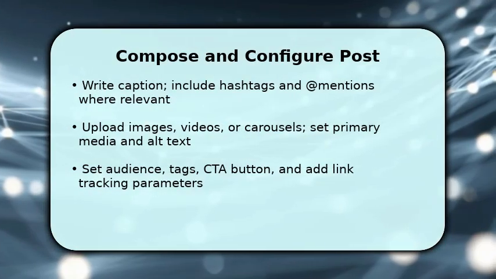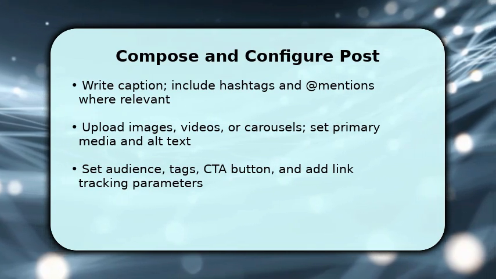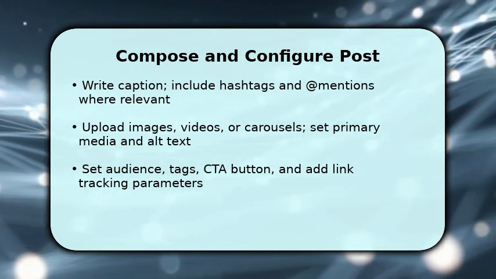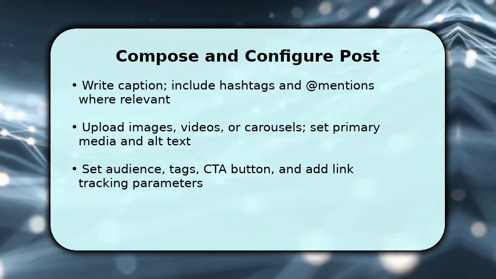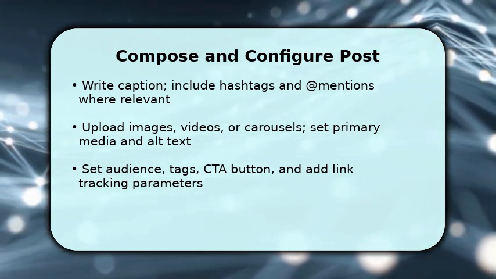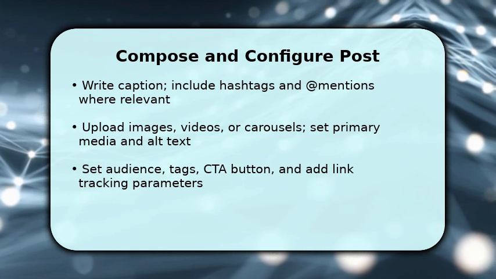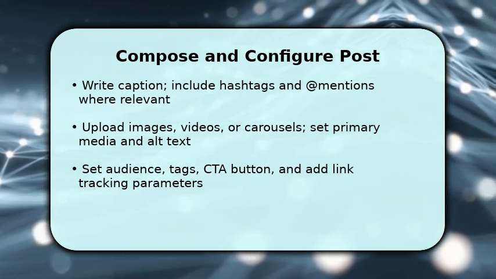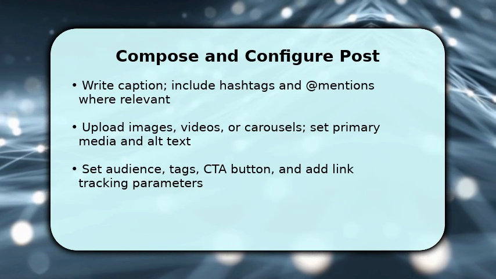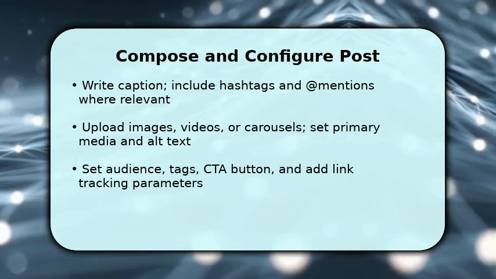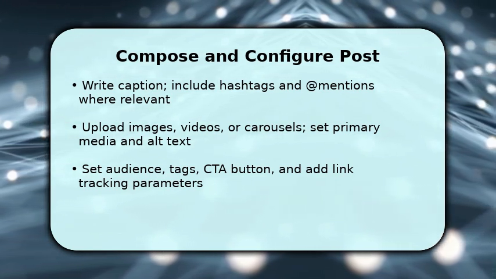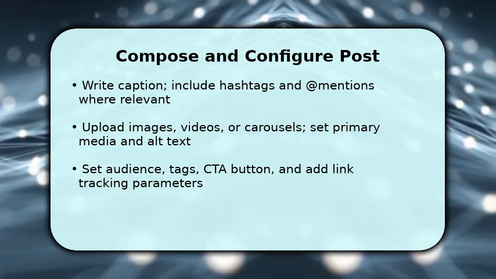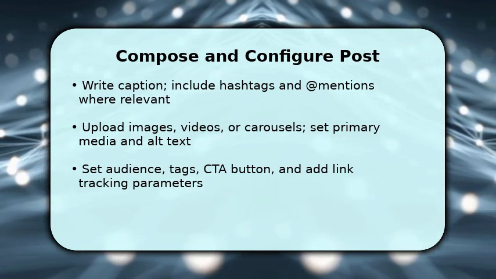You now craft the post content. Write a clear caption, add hashtags and mentions to boost reach and keep the main message first. Next, upload your assets, images, video, or a carousel, and set the primary visual. Once done, add alt text for accessibility and a thumbnail for video. Then configure audience targeting, add a call to action button if needed, and append UTM parameters to links to track performance. Finally, preview the post on each channel to confirm layout and formatting.